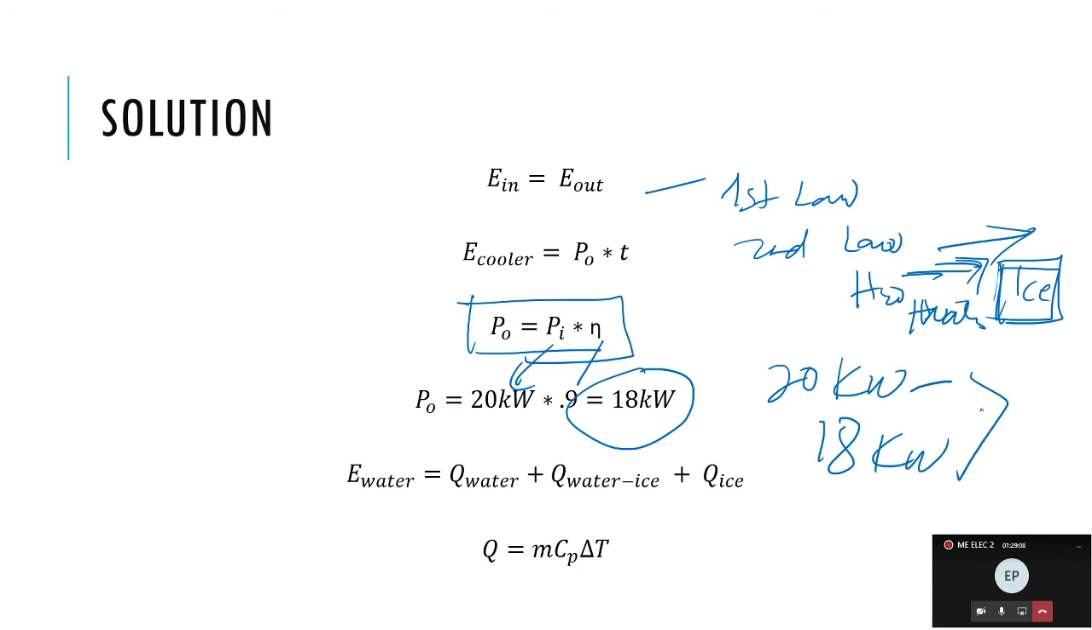Meron tayong loss. Ilan yung loss? How many are loss? 2 kilowatts. We lost 2 kilowatts due to heat and due to other reasons.